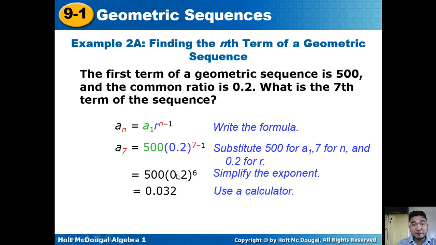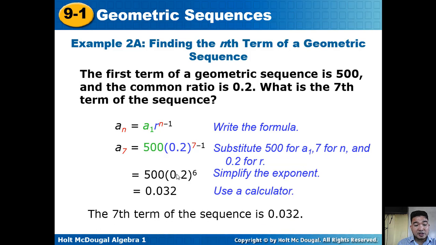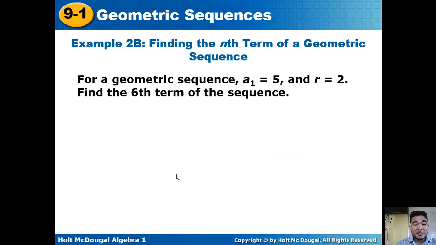So you raise 0.2 to 6, then multiply it by 500. So the seventh term of the sequence is equal to 0.032. For a geometric sequence, the first term is 5 and r equals 2. Find the sixth term of the sequence.